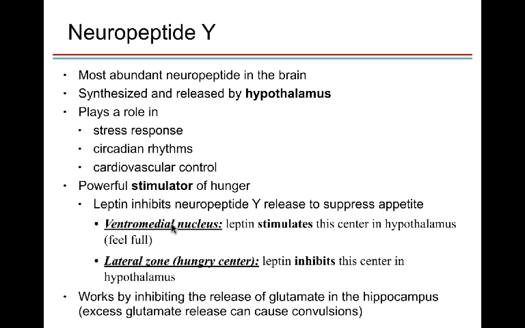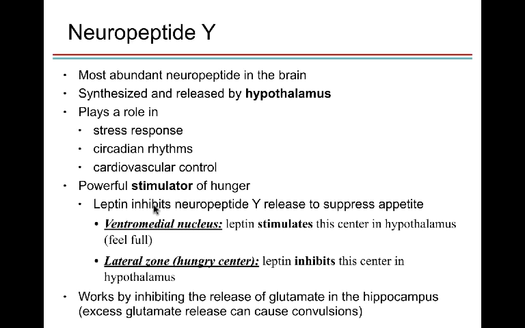On the other hand, leptin is going to come to the lateral zone and inhibit it, because the lateral zone is a center in your hypothalamus that makes you feel hungry. And leptin is going to come to this guy and block it. So leptin, by stimulating the ventromedial nucleus, is going to give you a sense of fullness, and by blocking the lateral zone is going to make you feel less hungry. And all this function is going to happen by inhibiting neuropeptide Y.